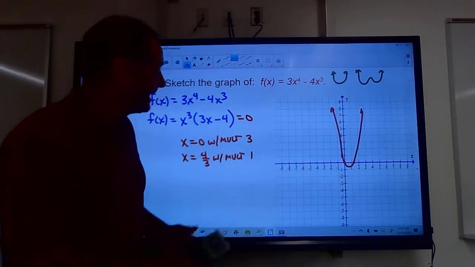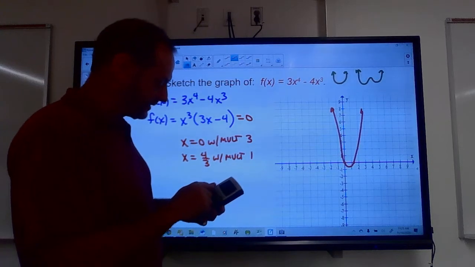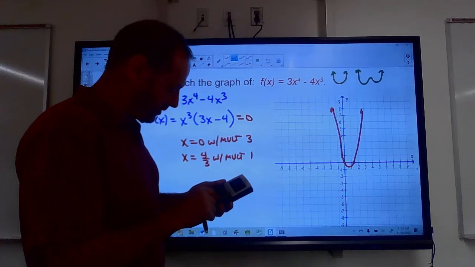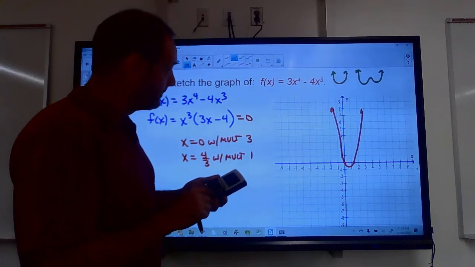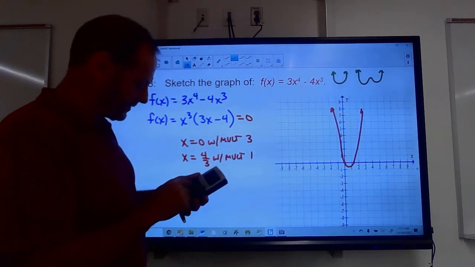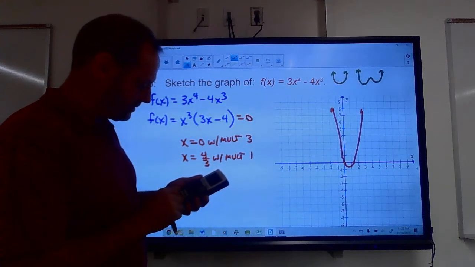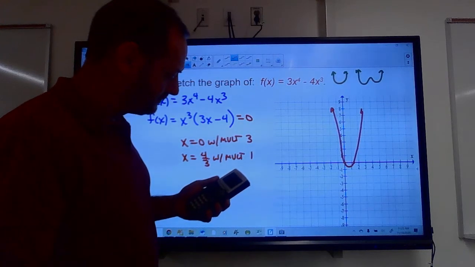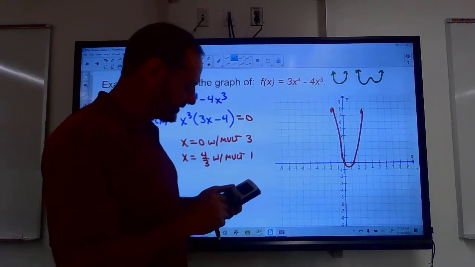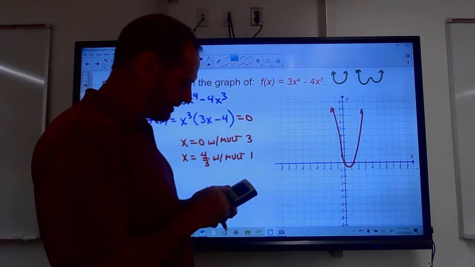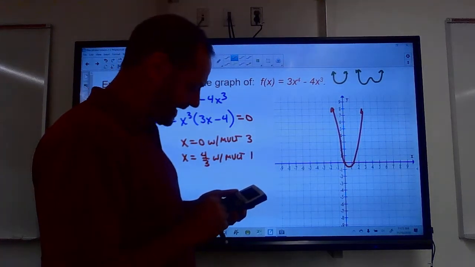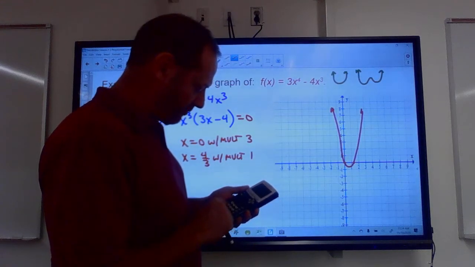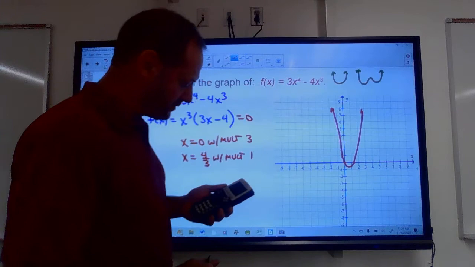So I can get out my handy-dandy TI-84 Plus C Silver Edition graphing calculator, double check my work here. So I got a 3x to the 4th minus 4x to the 3rd. And I can hit graph. And it's pretty tiny in here, so I'm going to go ahead and stretch my window out on the x-axis a little bit. Make it my x-min -4 and my x-max 4, so I can kind of zoom in there a little bit.